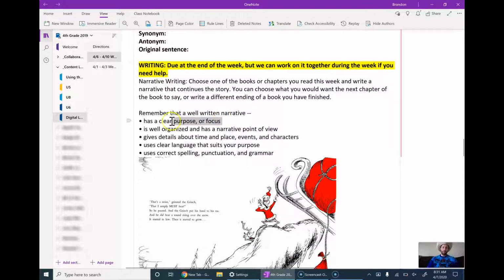So these are points you need to remember for narrative. Narrative has a clear purpose or a focus, so it should go along with the story. So it's well organized and it has a narrative point of view. So if the story's been told in first person, you need to make sure when you write, you're using first person as well. So you're using those I, we, my, me. If it's third person, then you're using third person words like he, she, they, him.